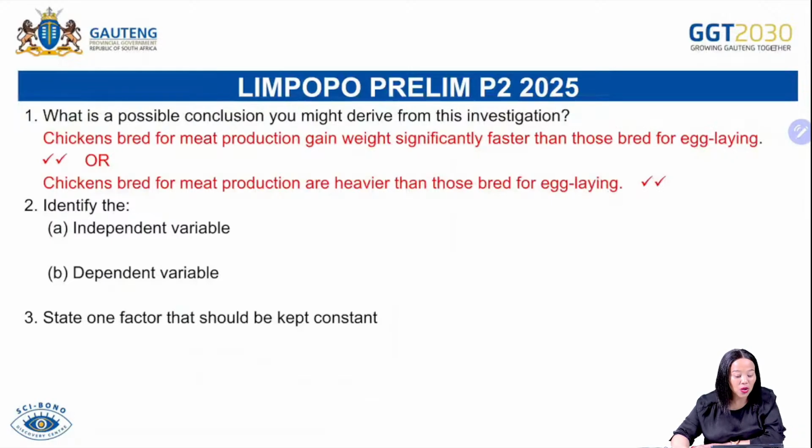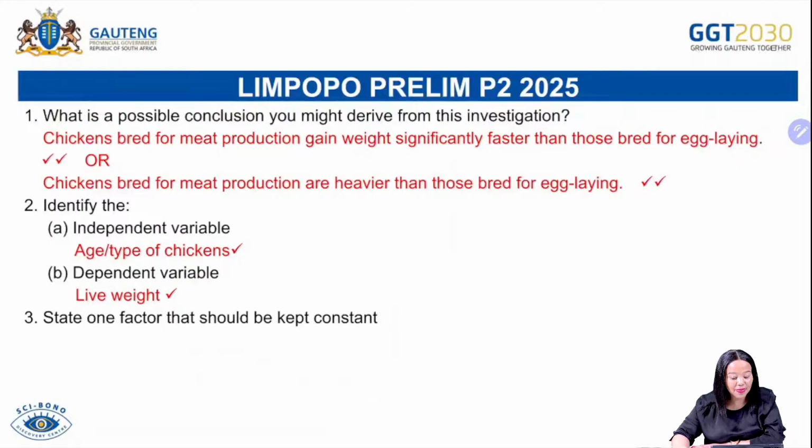Then we look at the independent and the dependent variable. Which variable depends on the other? The type of chicken or the age of chicken, but the most appropriate here will be what? The type of chicken. To say the type of chicken, we are talking about the egg laying or the ones that are bred for meat production. Then the dependent variable will be what? The live weight. To say the weight of the chicken will depend on the type of the chicken.